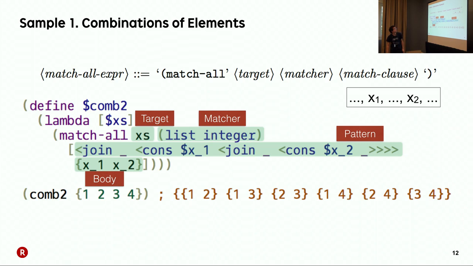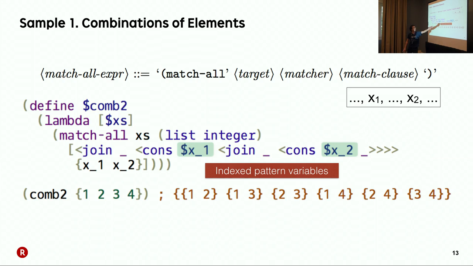Let's show another example. This match-all enumerates all two-combinations of elements from the argument collection. Here, we also use join for discarding the head part of the collection. After that, we extract and bind the next element to x1. After that, we discard the next part of the list using join and wildcard again. After that, we extract an element and bind it to x2. Thus, we can extract combinations of two elements. x1, x underscore 2 is called an index pattern variable. It is important to discuss nonlinear loop patterns that are shown later.